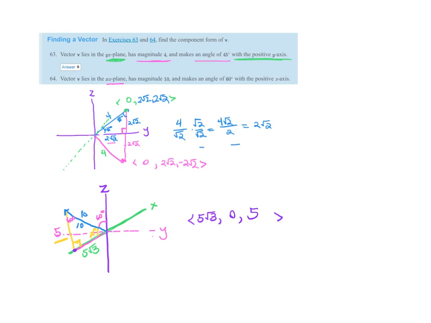Now, it says it makes 60 degrees with the positive z-axis, so where else could we draw a vector? Well, we could draw it on this side as well. So that's still 10. This is still 60 degrees here. So what does that change? What's going to change is our x value. This is the positive x here, right? And this is the negative x. So therefore, this is negative 5 square root of 3. The y value is still 0, and then that z value up here is a positive 5.